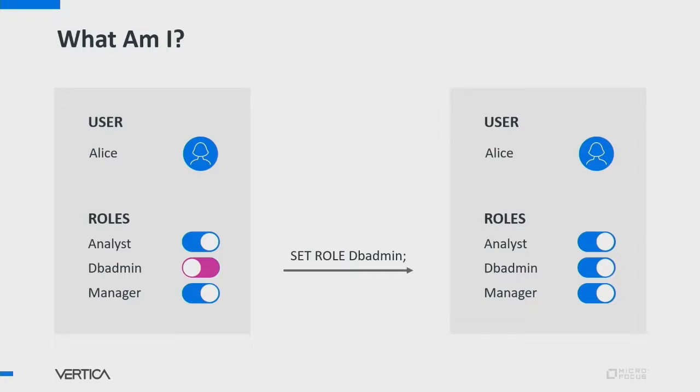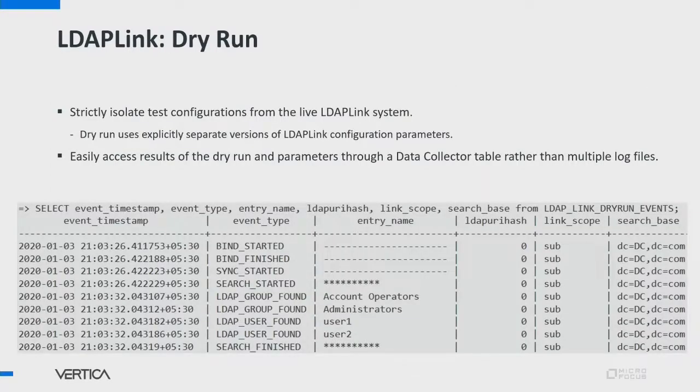The LDAP link dry run meta functions allow you to configure the service in discrete stages before making any real changes to the database. Here is an example of how dry run can be used. To view the results of each dry run, we can query the system table LDAP link dry run events. This table clearly shows the results of a dry run, a column called event types, and some additional information.